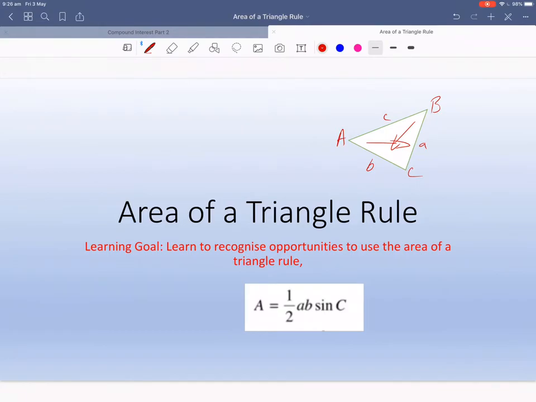This formula, the way it's written, is only interested in two sides and an included angle. That's all we're looking at, but it's written in the form of this triangle. So let's look at how we could use it in an example.